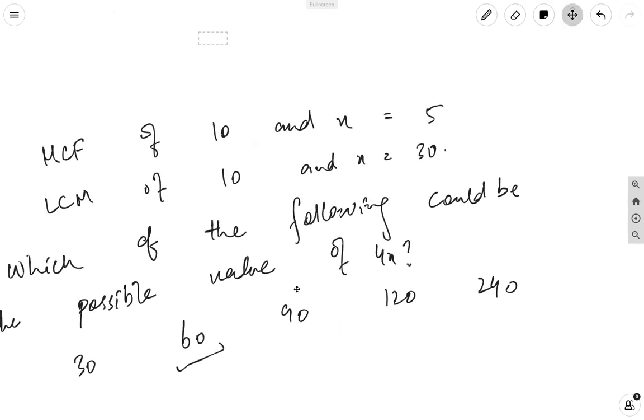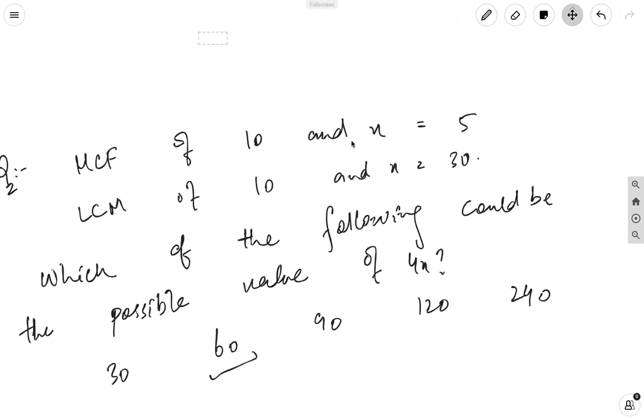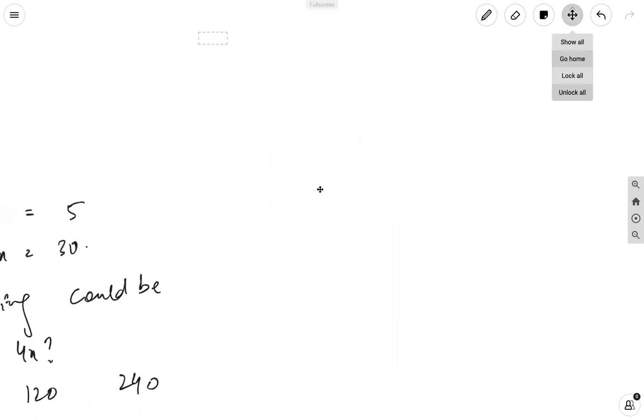Okay, this is a very simple question. The question was that HCF of 10 and x is 5. We have x and 10. The prime factorization of 10 is 2 into 5. The HCF of 10 and x is 5. This means x is a multiple of 5, right?